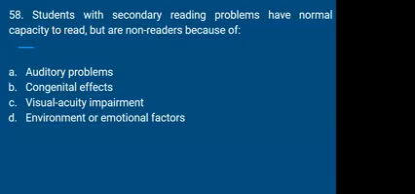Secondary reading problems have normal capacity to read. So what are the things you need to consider? Mga secondary factors. Auditory, are you sure it's secondary? No. Congenital, no. Visual acuity, no. So the correct answer for this one, it's letter D. No, it's the environment or emotional factors. It's letter D. Okay, what's the rationalization for this one?